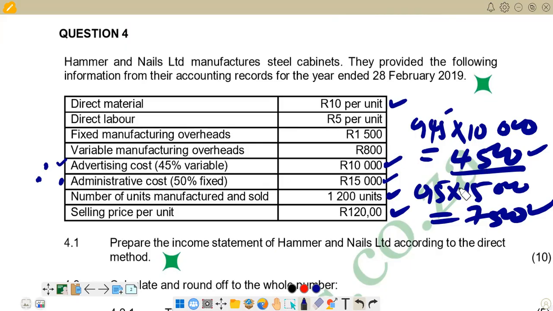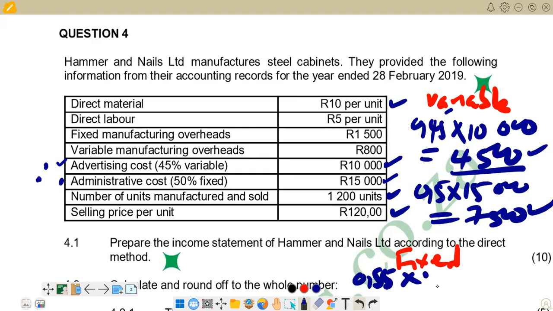Remember, we allocated 4,500 when it was variable. So there we were calculating the variable part. Now for the fixed part, remember we said 0.45 times 10,000 to get the part of advertising. But for fixed, we are now saying 100 minus 45, we get 55%. So the 55% component is now the fixed. So we say 0.55, then we multiply by 10,000.